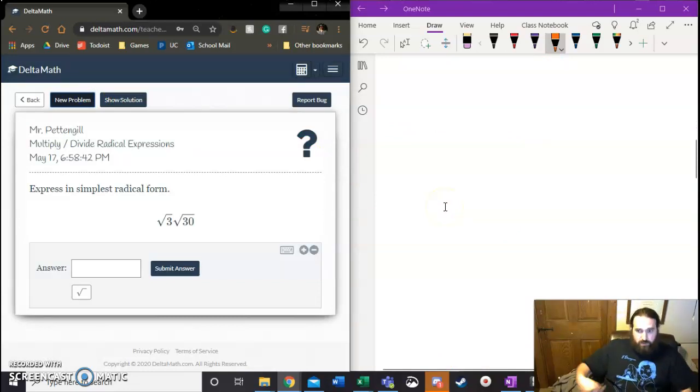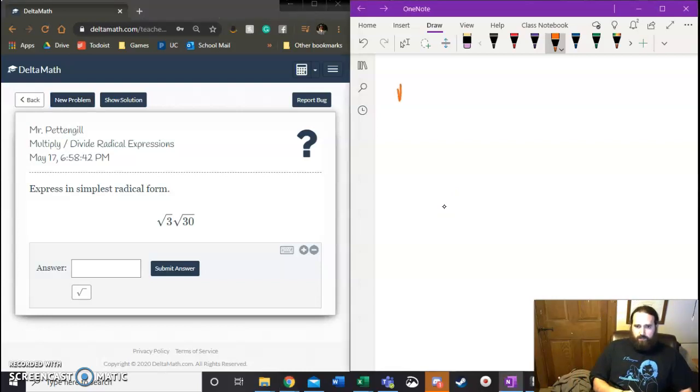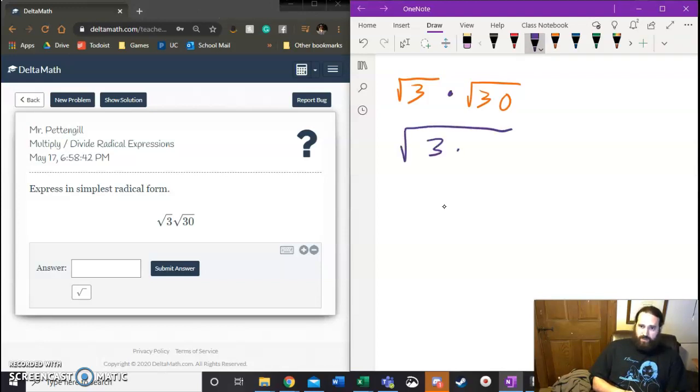Again, this is a lot like the last one. Now, if you see, I have two different radicals here. When you have two things that are written next to each other without a math sign, it's always going to be multiplying. So root 3 times root 30. So I essentially am going to treat this as 3 times 30 under a radical, which is the square root of 90.